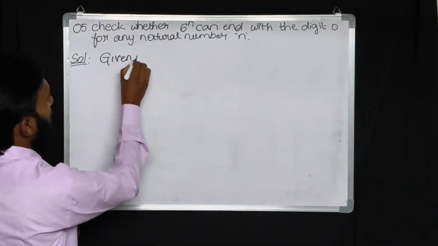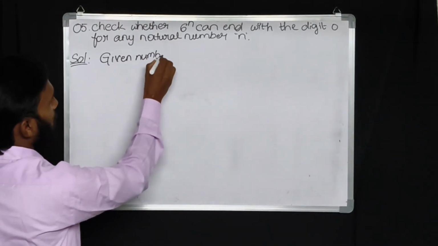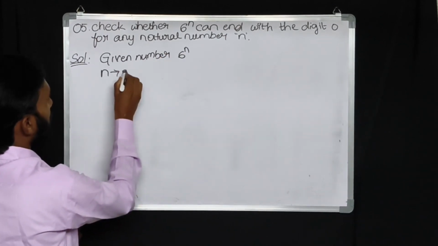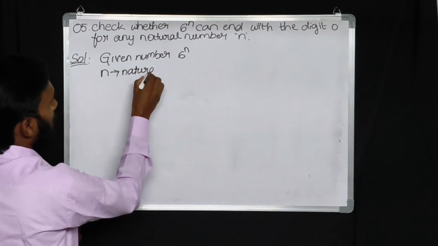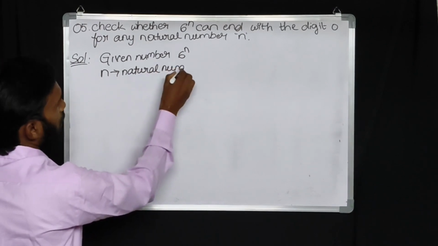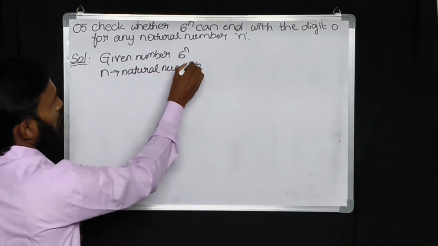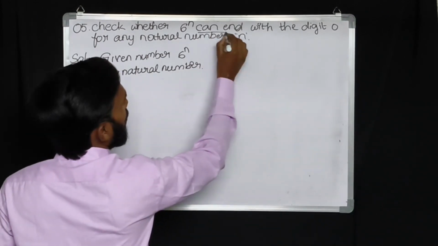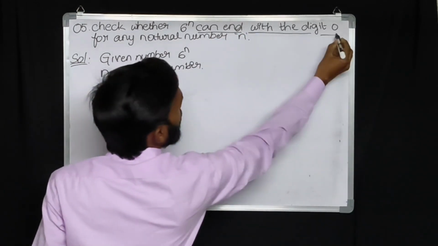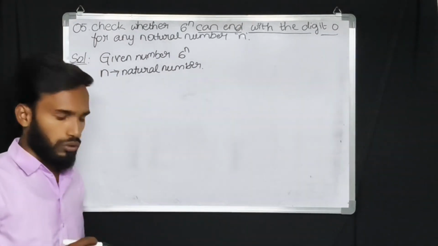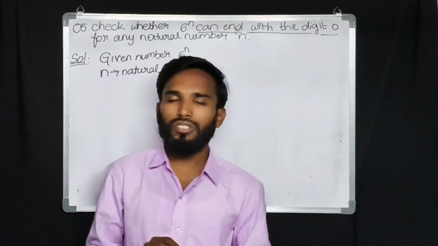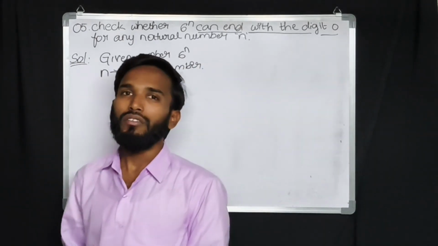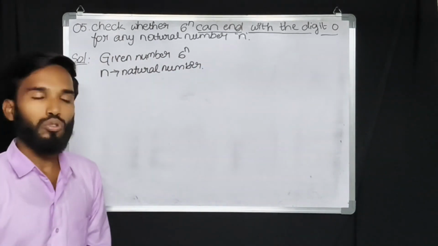First, write what is given. The given number is 6^n, and n is a natural number. Now, what they are asking is whether it can end with the digit 0. As I told you in the previous example, here also it is the same. To end any number with the digit 0, there are two conditions.